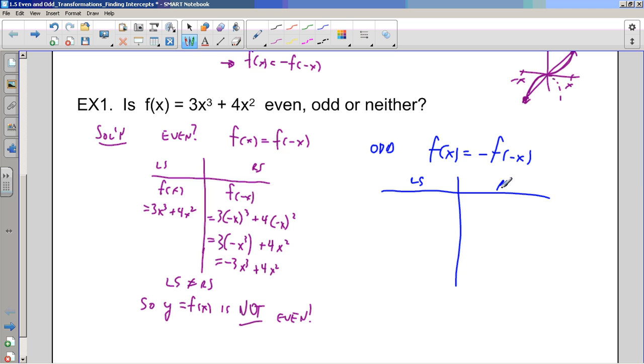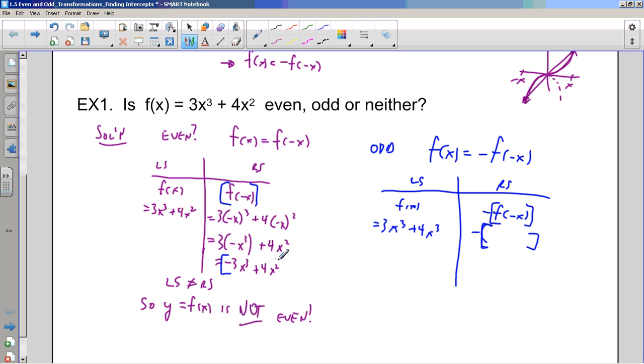Left side and right side, and the left side's pretty boring. It's just the plain old function again. Now the question is, can I make the right side equal to that? Well, the right side is negative f at negative x. Notice that this part here, that part right there, I'm going to put in square brackets, is just this over here, isn't it? That's f at negative x.